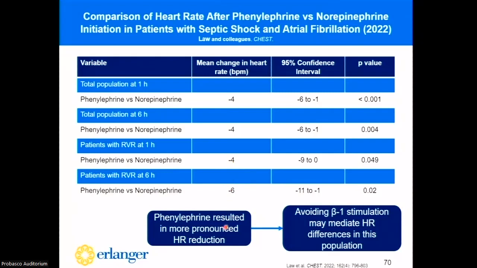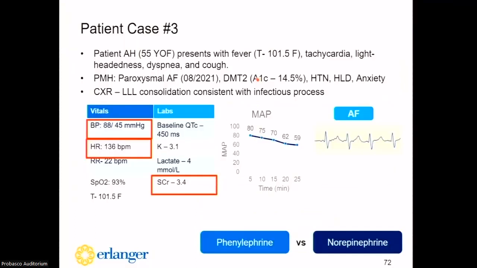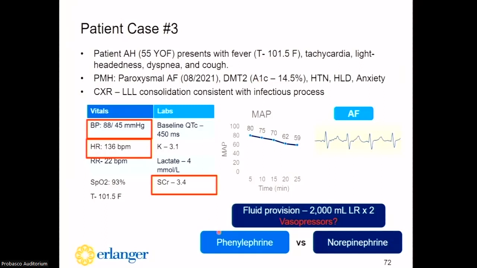So more pronounced heart rate reduction, and they attributed this to potentially avoiding that beta stimulation, which may exacerbate some of this heart rate issue in some of these patients that are on norepinephrine. Here, though, I would argue, is this a clinically significant change in heart rate? Would a reduced heart rate of just 4 beats per minute be so clinically meaningful that you would pick phenylephrine over norepinephrine? So highlighting that issue as far as whether you would pick one over the other.